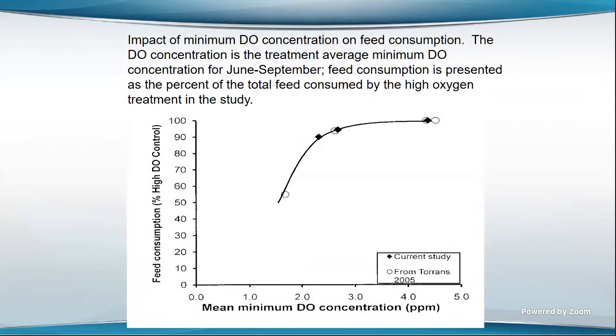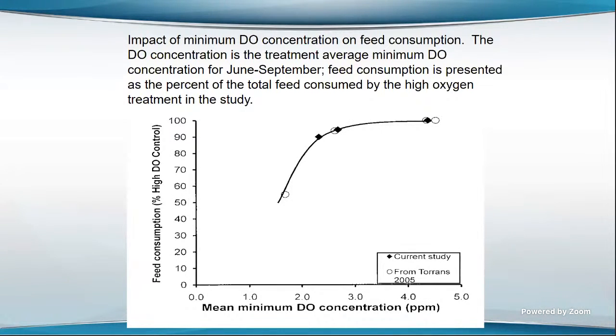Now, this is some work that Les Torrance, who used to work at Mississippi State University, did. This was for channel catfish, and I think the same curve would apply to most warm water culture organisms, except maybe tilapia would be a little different. On the y-axis over there, he's got the food consumption as percent of the high DO control, where you have the most oxygen.